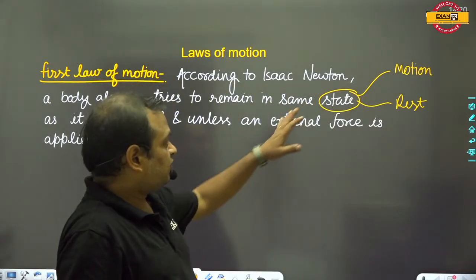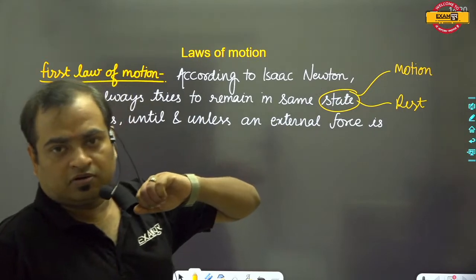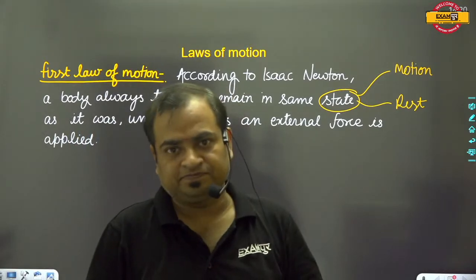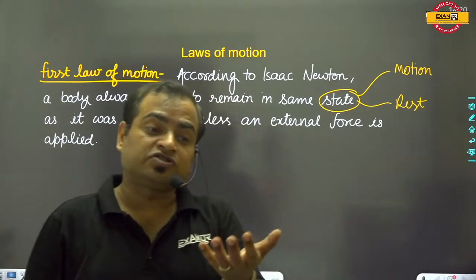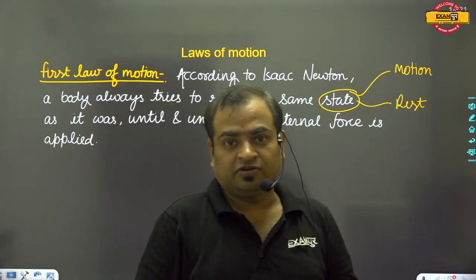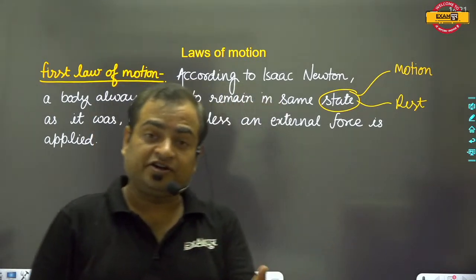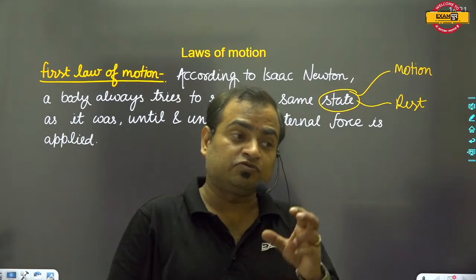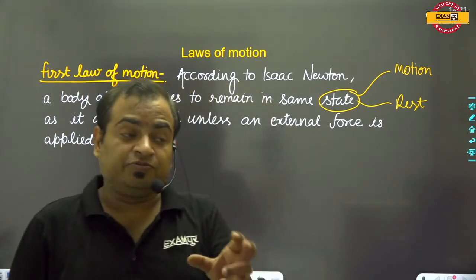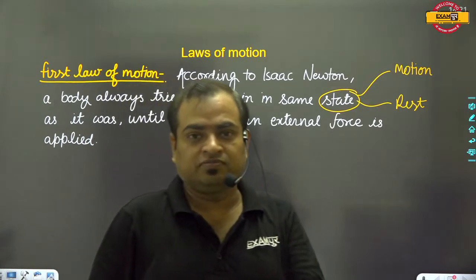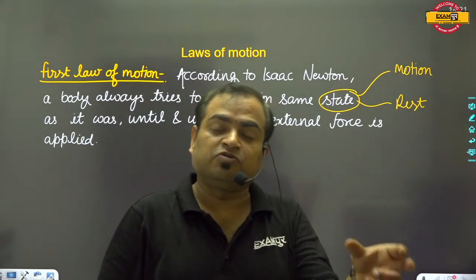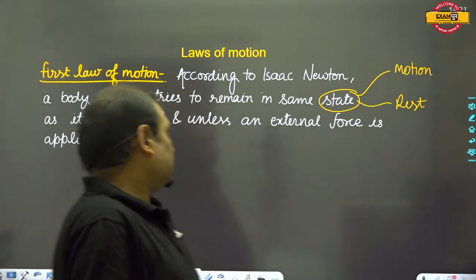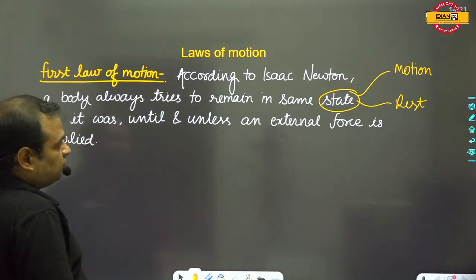When we talk about motion, suppose that a constant speed motion is also a state. A body which is moving with a constant speed will not accelerate or decelerate till we apply any force. That's why to change the speed of the body, you will have to apply some force. That's why a constant speed motion is also a state. Okay, and so this is the definition of the first law of motion.